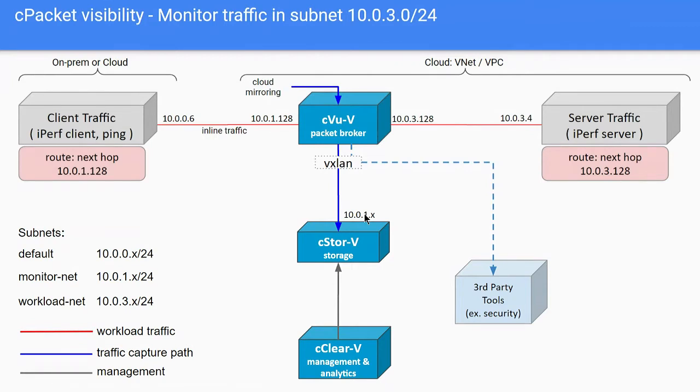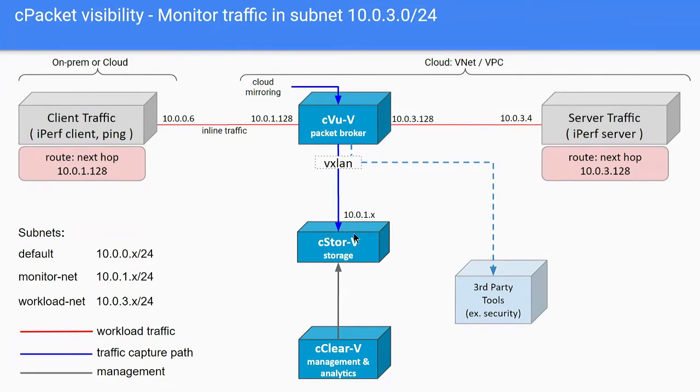So starting in the middle of the diagram, at the top of the diagram here, this is our CVV packet broker. Its key responsibility is to receive packets directed towards it. These are the packets that you need to be monitoring, right? It takes those packets and forwards them downstream to other tools. Of course, in our case, we provide a packet capture and storage solution. We call that CStorV. And in this case, on the cloud, it's running storage to block devices.